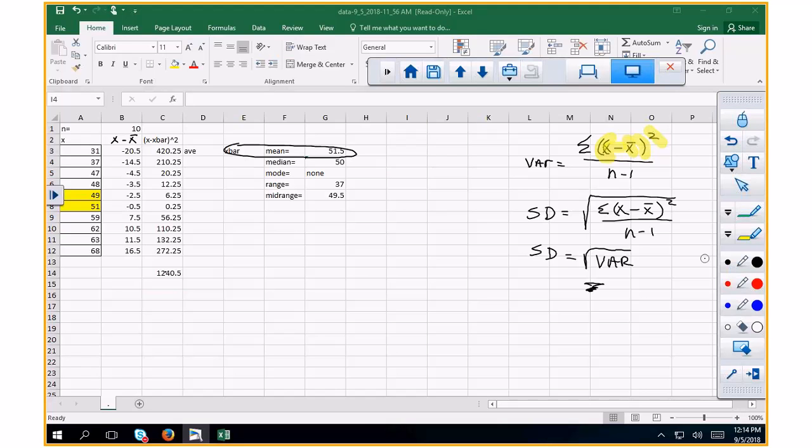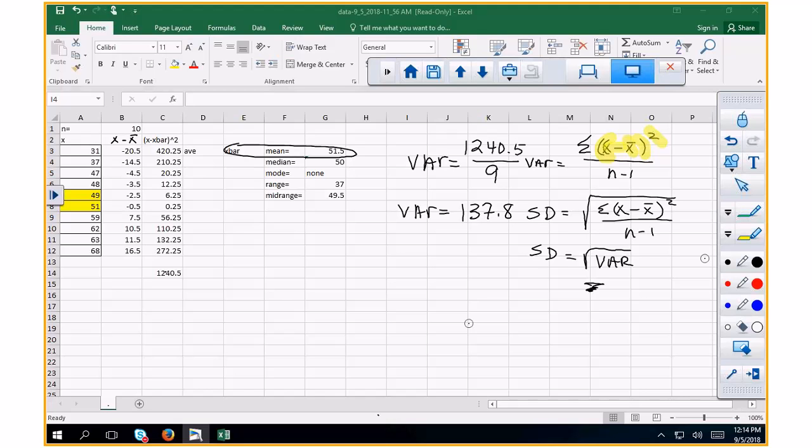I've got it blown up right now, and I really don't want to have to go back down, so that's why I'm going to the mouse and doing it. Variance equals, and my 1240.5, and I like y'all, so I'm going to do this next calculation. 10 minus 1 is 9. I'm going to do that for you. There you go. So what's the variance? Somebody give me the variance. What is 1240.5 divided by 9? 137.8, and then 0.3 repeating.